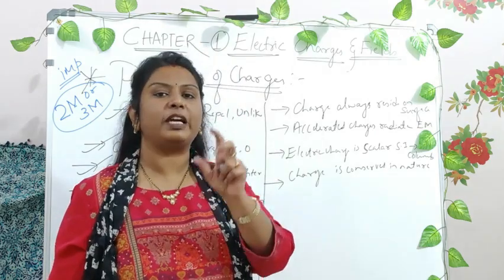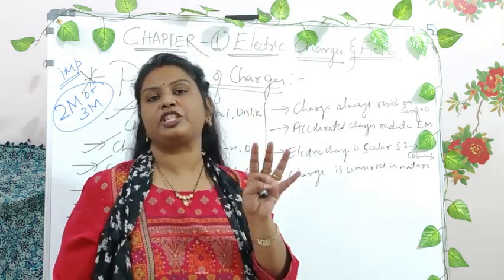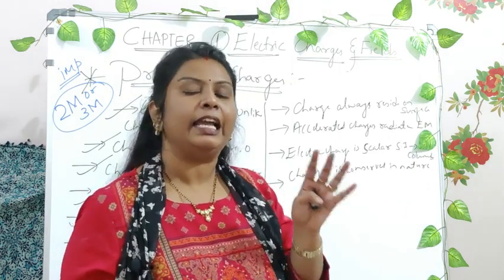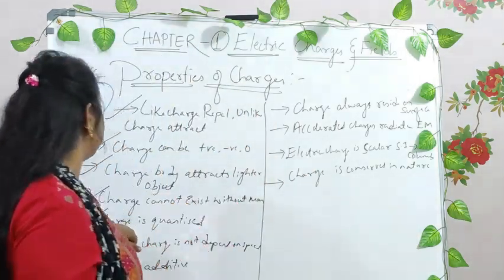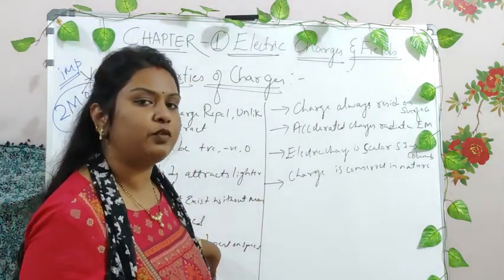It cannot be 2.5, 6.9, any fractional value or decimal value cannot be taken, and hence that particular process is called as charge is quantized. That is quantization of the process, right?